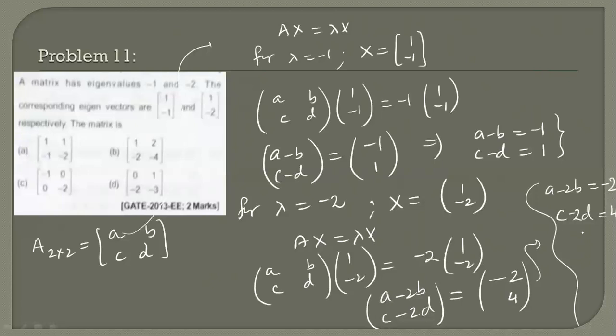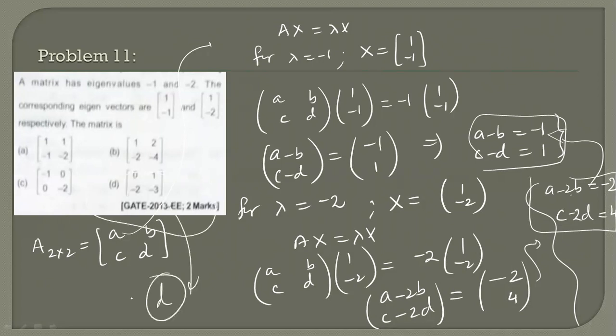Now it will be +4 actually. Okay, C minus 2D equal to +4. Now you can solve for A, B, C, D: A and B from the A, B equations, C and D from the C, D equations. And you will get that the given matrix is this, option D is the correct option. You can verify it.